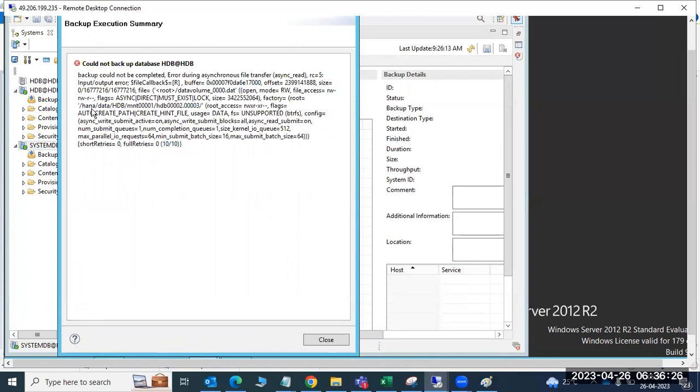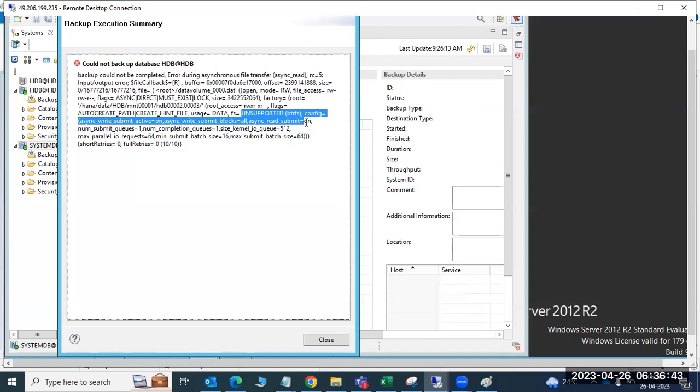So we got some error message. Backup failed due to some access issue, an unsupported file system. That is the reason. So the file system is unsupported. We have supported file systems at the Linux level, like XFS, ext4 and so on.